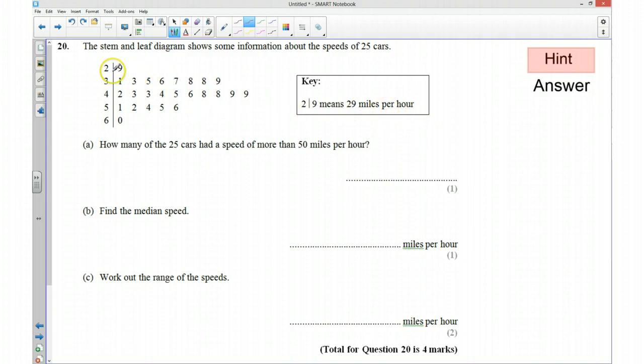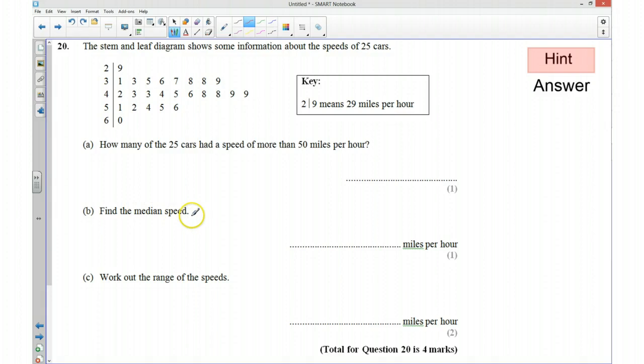So we want to see if we can interpret how many of the cars had a speed of more than 50 miles per hour. So just to give you an idea of how we can read this, this number here represents 38 miles per hour. This number here represents 43 miles per hour, and you need to decide how many of the 25 cars had a speed of more than 50 miles per hour.